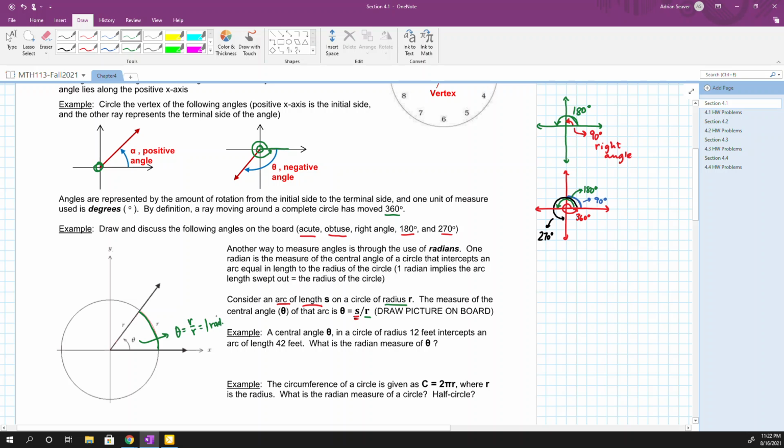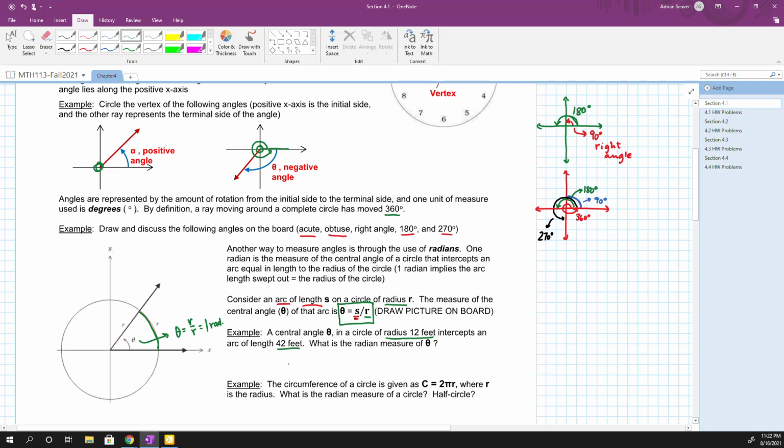So here's an example. Here's our formula. We're going to use theta, and remember this is theta in radians, not in degrees, is equal to that ratio of arc length to radius. So a central angle theta in a circle of radius 12 feet. So that's going to be important. Intercepts an arc length of 42 feet. So those are our two measurements.